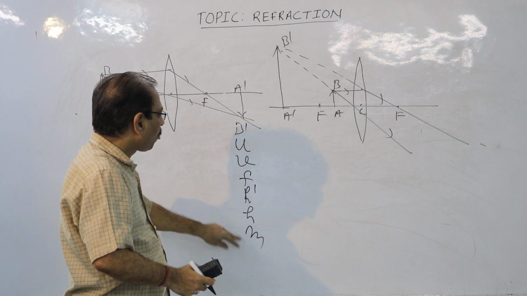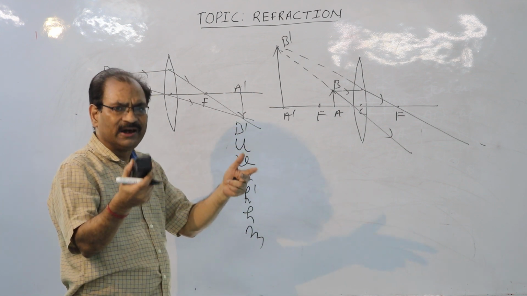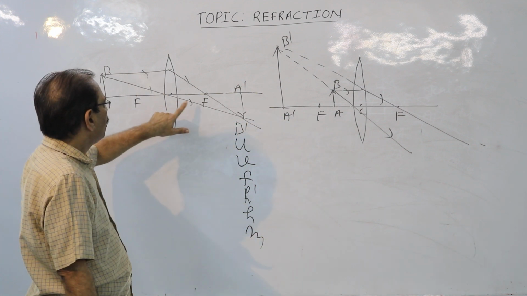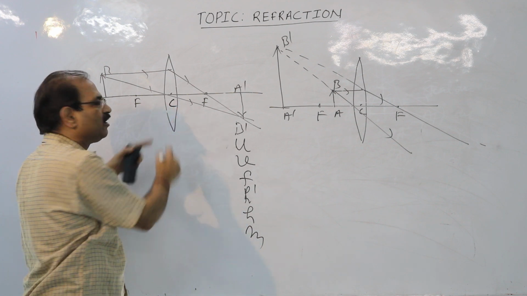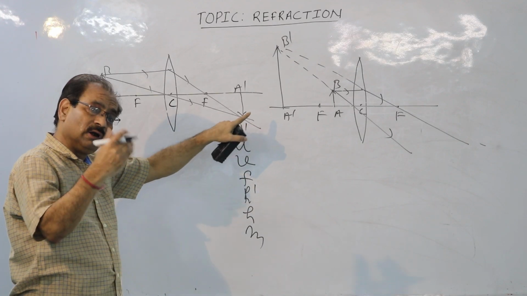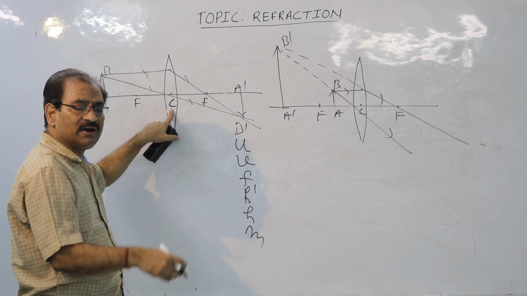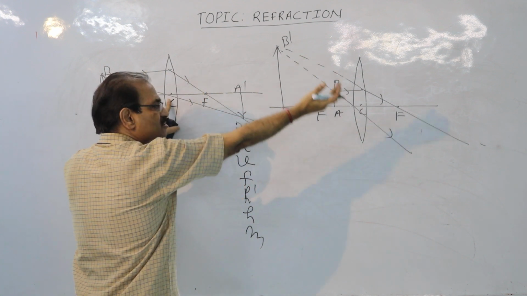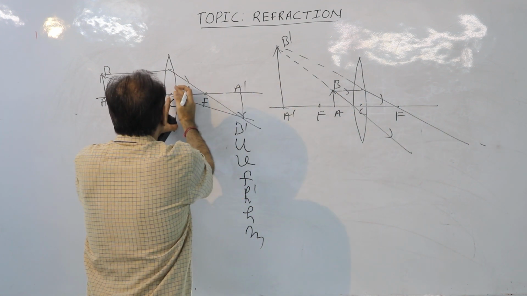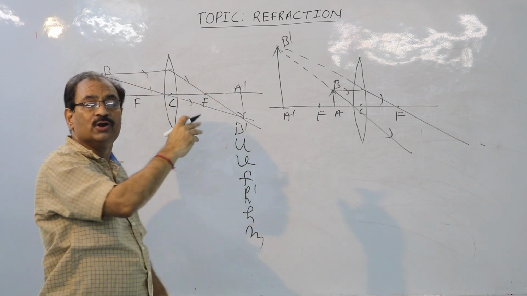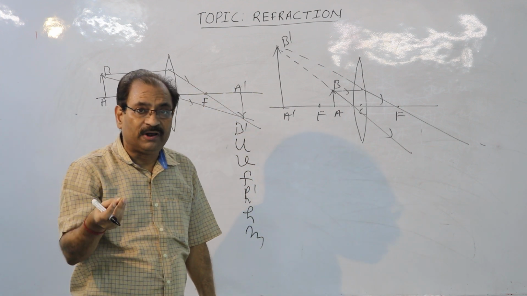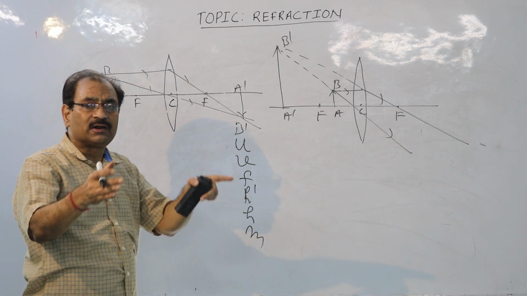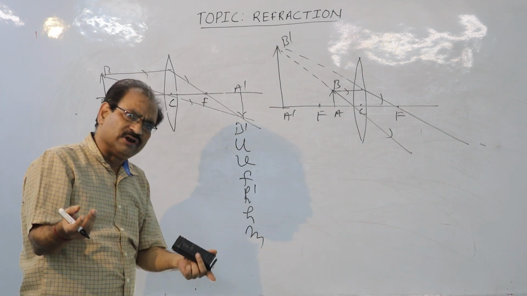So I must tell you, the first point, as far as the sign conventions are concerned, 3 points I am telling. Number 1, all the distances are measured from the optical centers of the lenses. Number 2, the distances which are measured in the direction of incident light, that is from left to right, that is, in this direction they are taken positive, and in this direction they are taken negative. So the point should be read as: the distances which are measured in the direction of incident light are positive, otherwise negative.